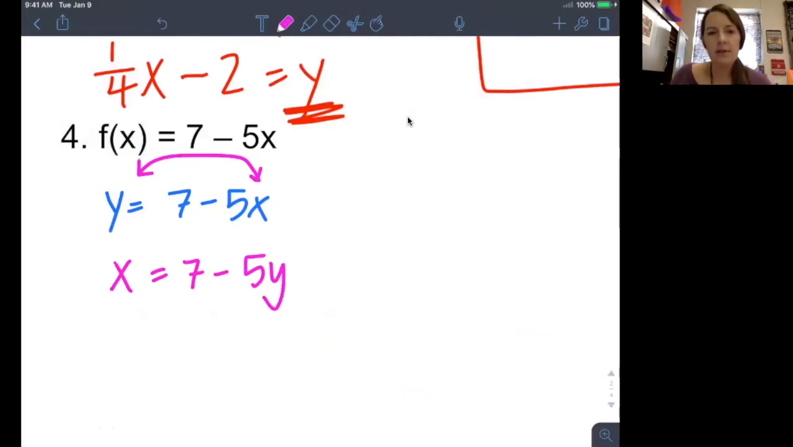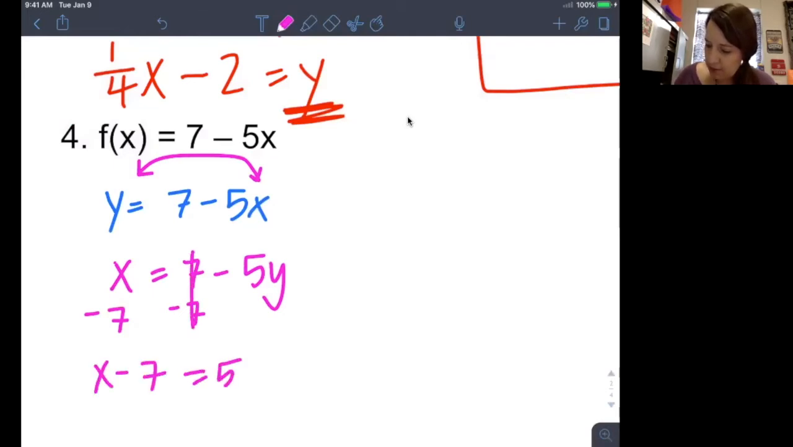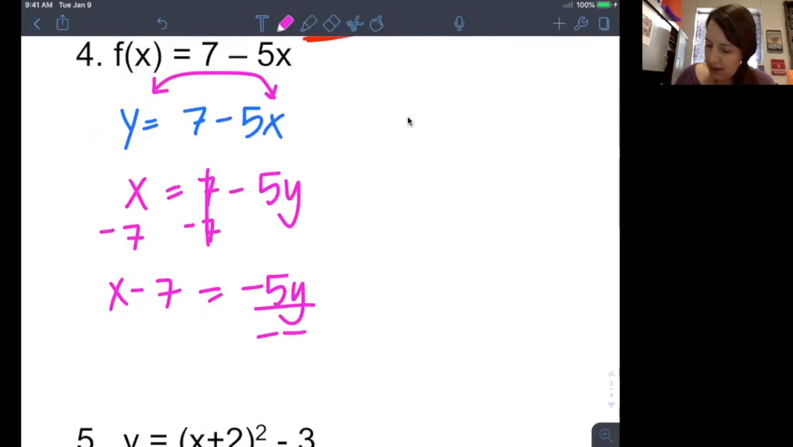And then step 3, the longest step of everything in this process, is to get the y by itself. We need to start by moving the 7 because it is the farthest away from the y. Okay, reverse order of operations. So we start at the bottom with any addition or subtraction. This zeroes out. We get x minus 7 equals, should be a negative 5y. Then we're going to divide both sides by negative 5.